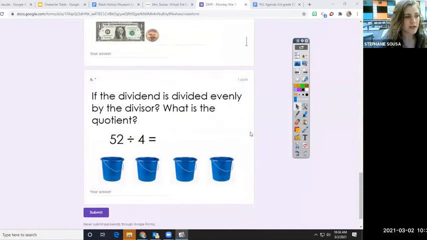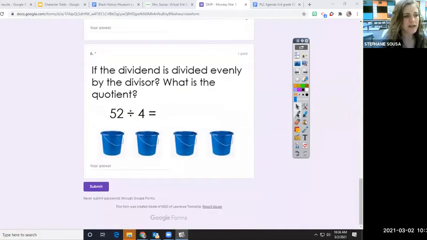Final question. If the dividend is divided evenly by the divisor, what is the quotient? Holy vocabulary, Batman. You have a math notebook for a reason. And we took notes in that math notebook for a reason. So if you see vocabulary that you don't know, you can use your notebook.